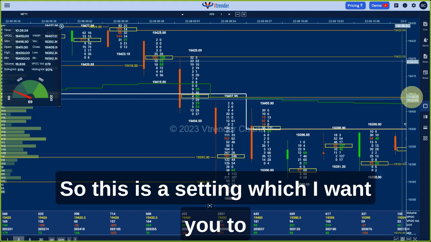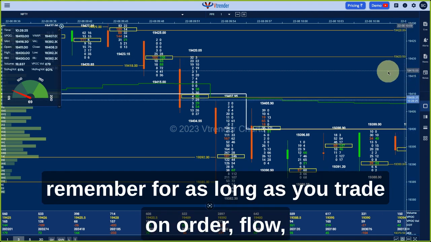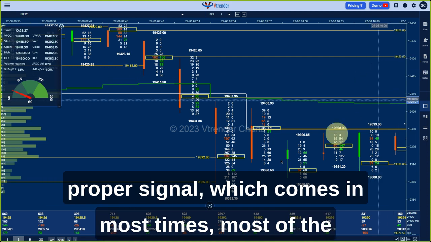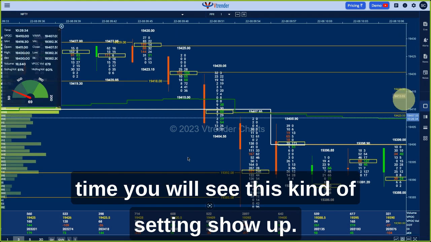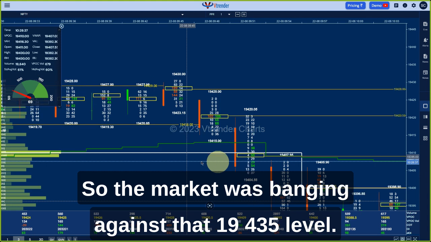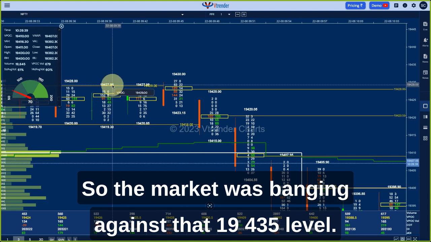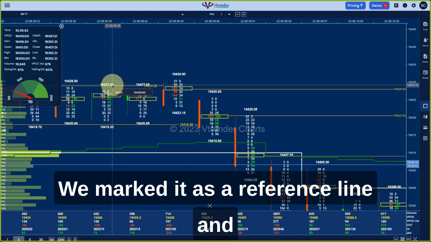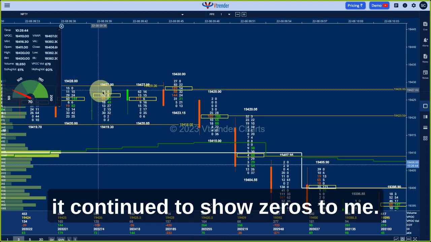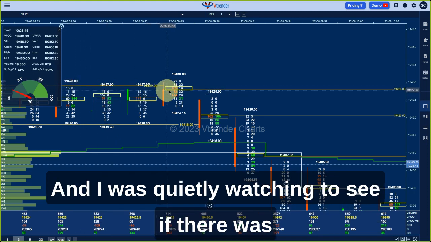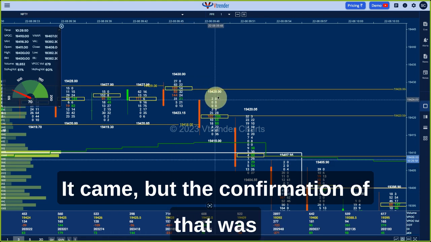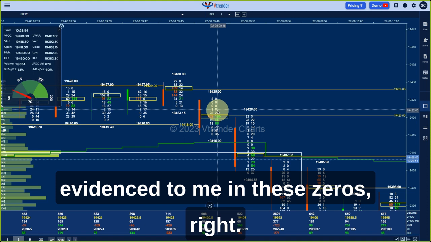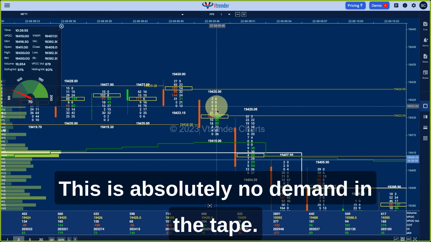So this is a setting which I want you to remember for as long as you trade on order flow. Proper signal, which comes in most of the time, you will see this kind of a setting show up. So the market was banging against that 19435 level. We marked it as a reference line, and it continued to show zeros to me. And I was quietly watching to see if there was some kind of selling coming in over here. It came. The confirmation of that was evidence to me in these zeros, right? This is absolutely no demand in the tape.